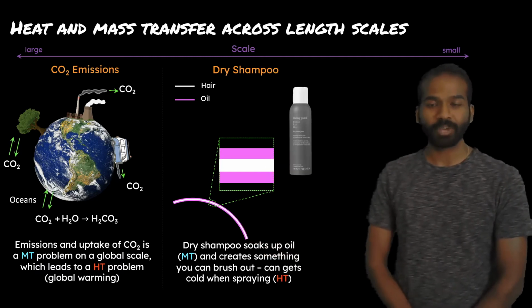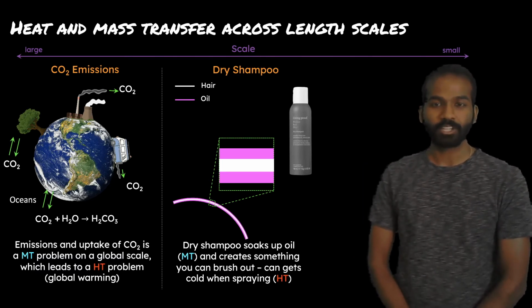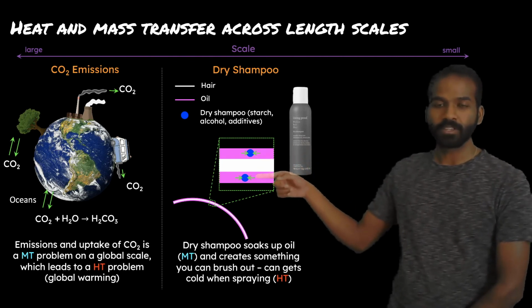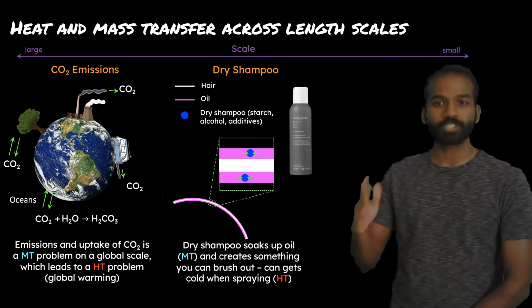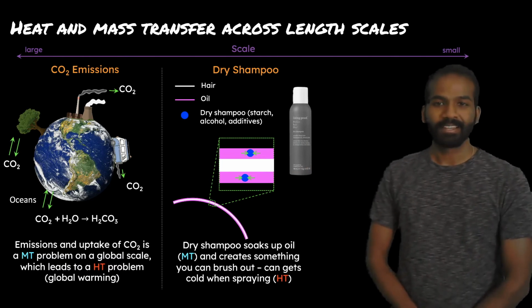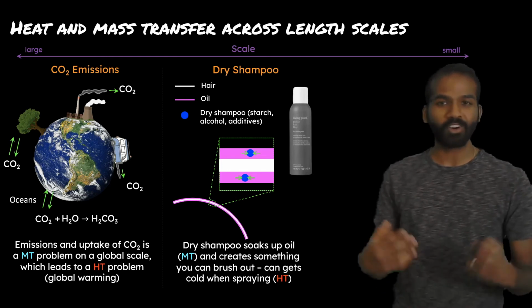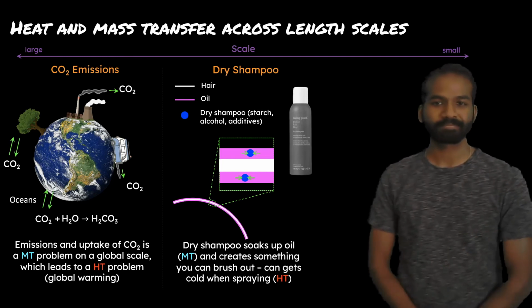One can take a can of dry shampoo and spray this into the hair. This dry shampoo, which is shown by these blue particles here, soaks up the oil, and those particles can then be brushed right out. The dry shampoo is a mass transfer problem. The starch, alcohol, and additives of the dry shampoo are acting to soak up oil.